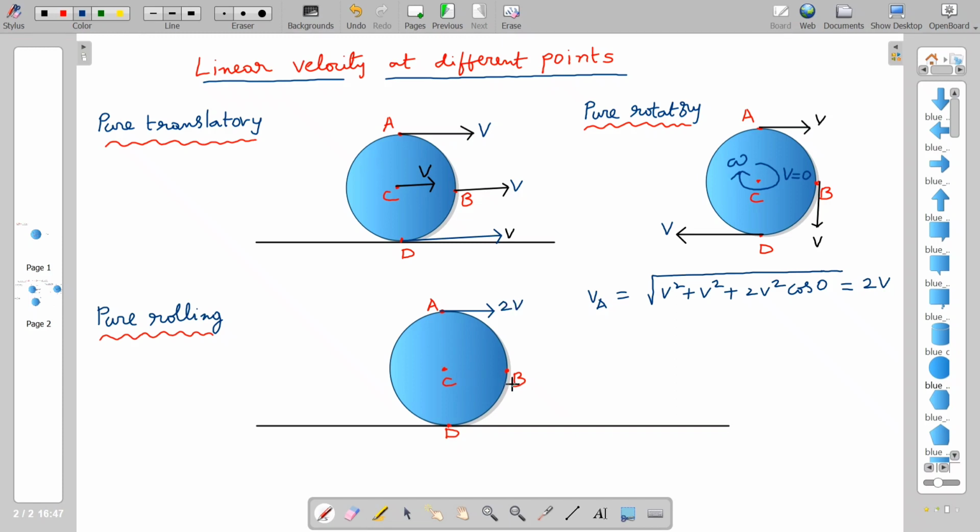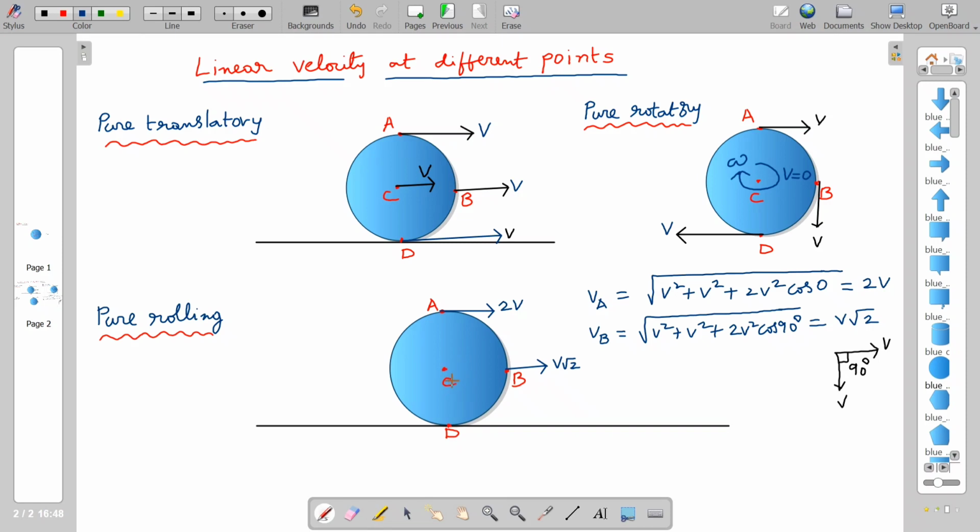Now we will calculate velocity at point B. At point B, in the above two figures, both velocities are perpendicular to each other. Look here. At point B, in the first figure, velocity is acting towards the right side, and in the second figure, velocity is acting downward. So what is the angle between them? 90 degrees. So we can calculate the resultant velocity, that is V at B is equal to root over V square plus V square plus 2V square cos 90. See, cos 90 is 0, then we will get root over 2V square, that is equal to V root 2. So we got velocity at point B, that is V root 2.